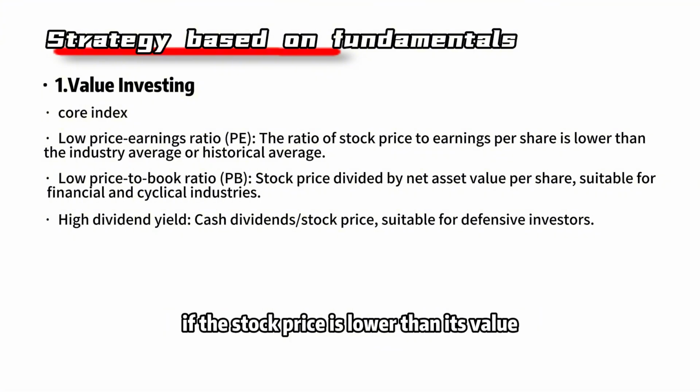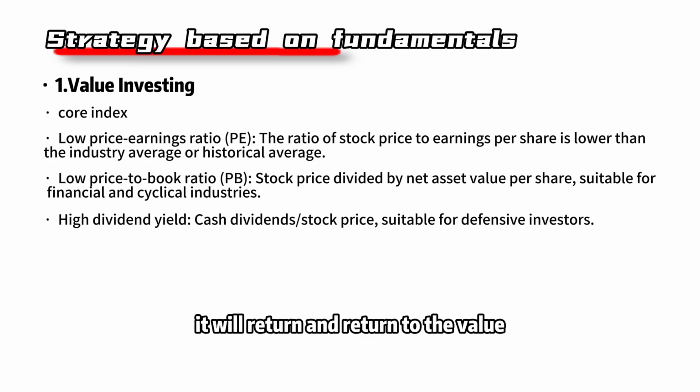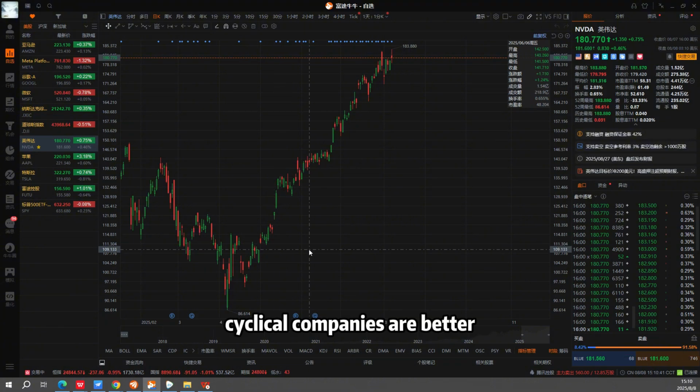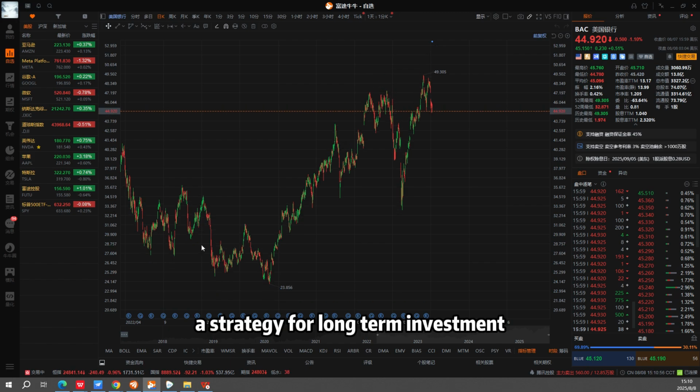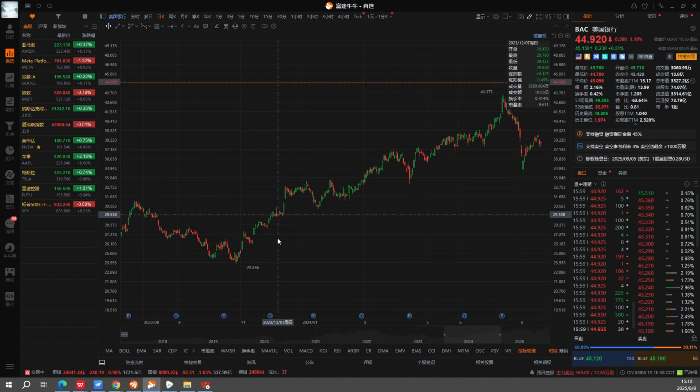This is value investing. If the stock price is lower than its value, you can hold it for a long time. It will return to the value. Companies like banks and mining, cyclical companies are better. These are the ones they hold, which is value investing. A strategy for long-term investment.